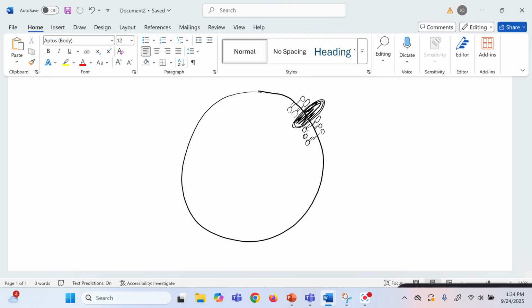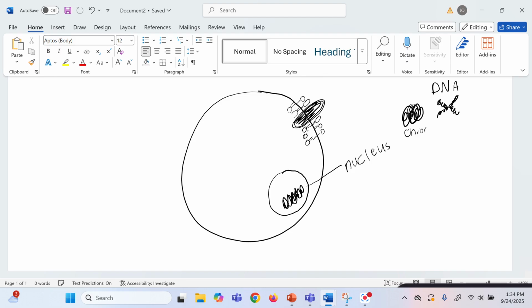Okay, every cell has in it a nucleus. So draw this with me if you haven't already. The nucleus is where the DNA is stored in the form of chromatin. Side note, DNA has two forms. It has chromatin, loosely coiled DNA, and then it has tightly coiled DNA in the shape of an X. We call it a chromosome. So this is chromatin, and this is chromosome.